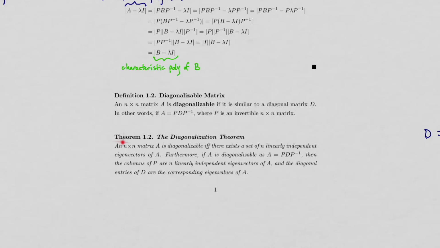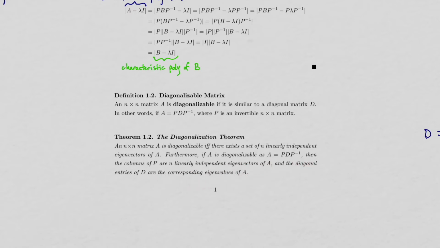Then we have the main theorem of this section, the diagonalization theorem. It says that an n by n matrix A is diagonalizable, in other words, it satisfies this definition, it's similar to a diagonal matrix, if and only if there is a set of n linearly independent eigenvectors of A. Furthermore, if A is diagonalizable as A equals P D P inverse, the columns of P are these n linearly independent eigenvectors of A, and the diagonal entries of D are the corresponding eigenvalues of A.